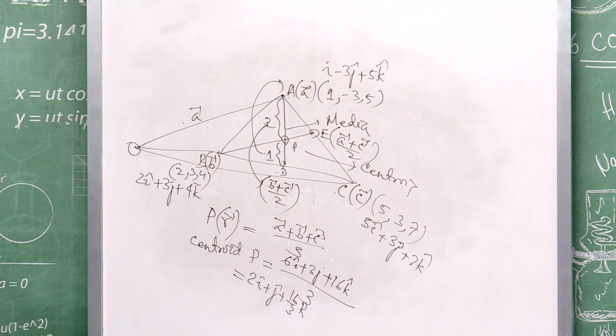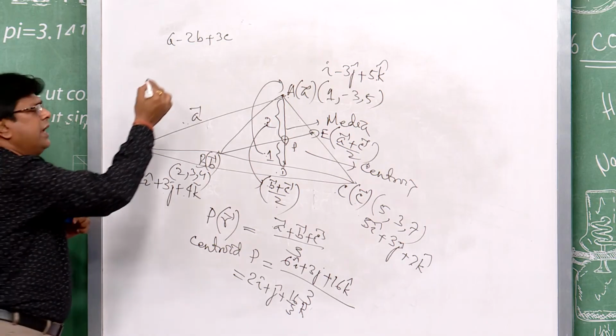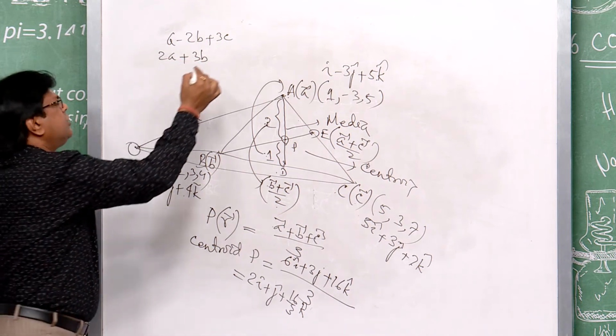And another question: P, Q, R with position vectors a minus 2b plus 3c, another vector 2a plus 3b minus 4c.